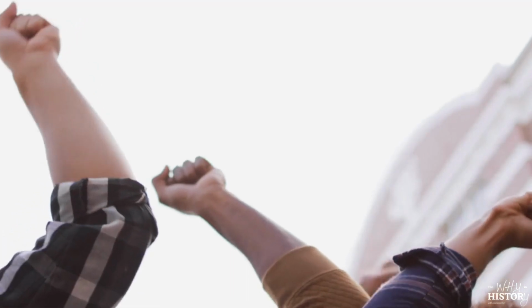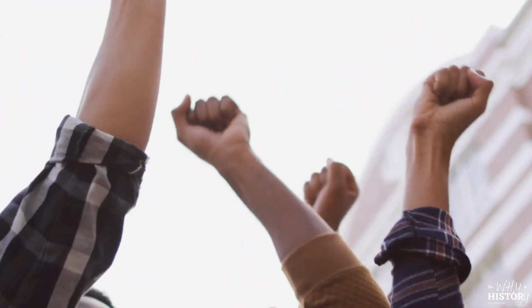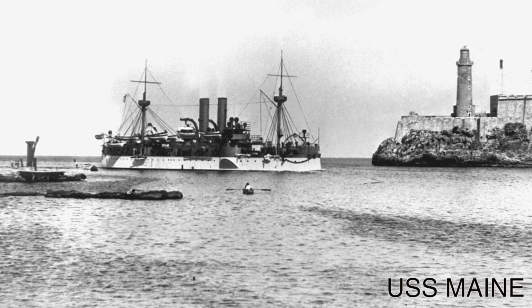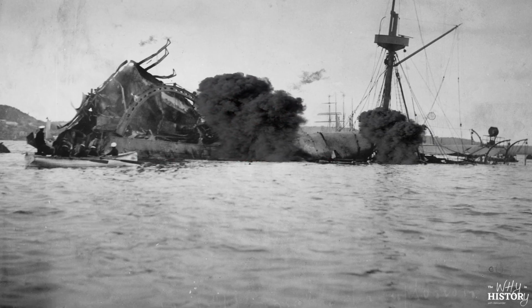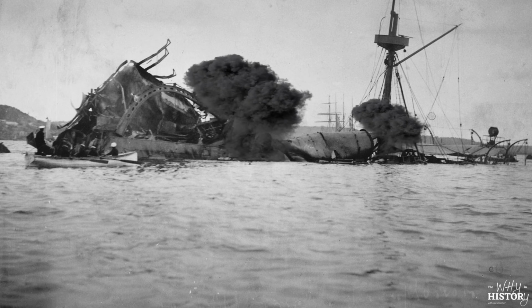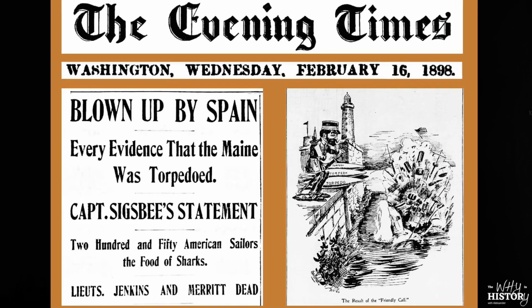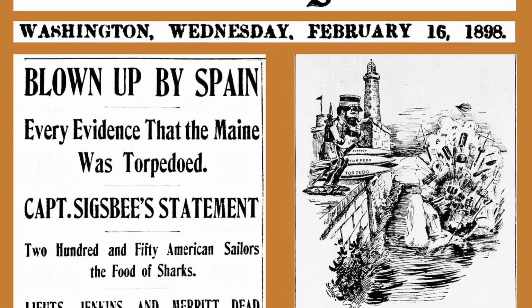However, in 1898, when pro-Spain loyalists began rioting in the Cuban capital, Havana, the USS Maine was dispatched to the city in order to protect the US citizens living there. A few weeks later, the Maine mysteriously exploded and sank, killing 260 people. To this day, we still don't know what caused it, but the newspapers were quick to blame Spain.